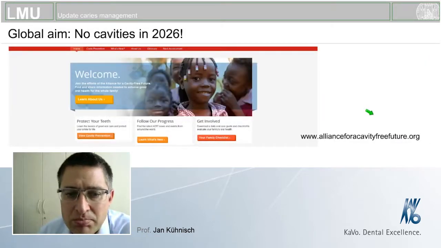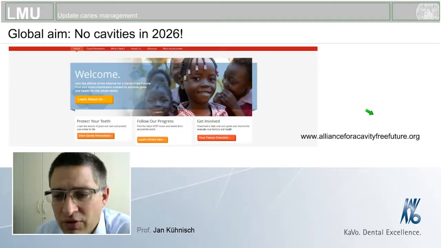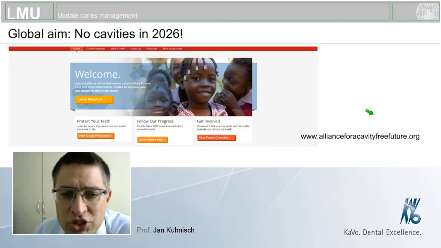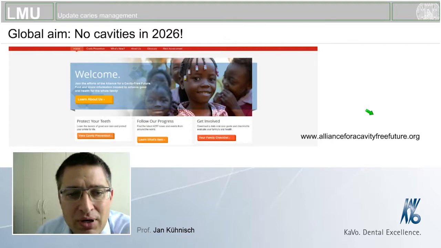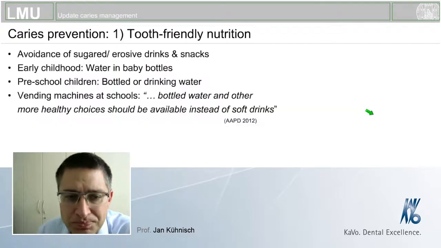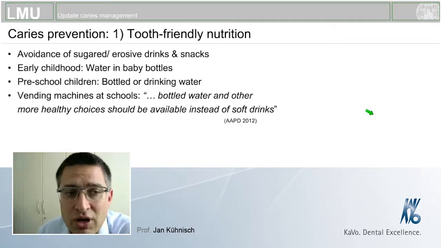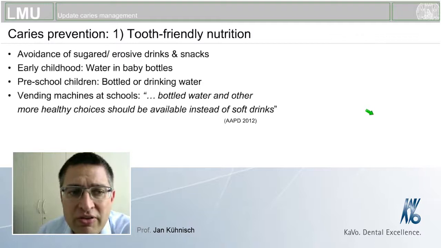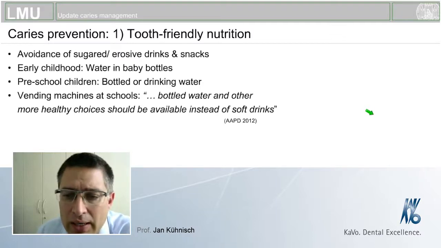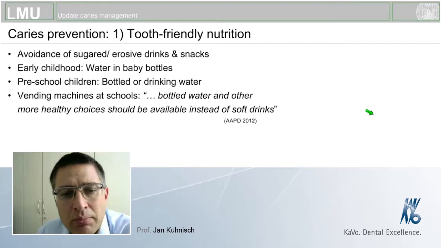And this personal aim is supported by the global aim of the Alliance for Cavity Future. The global aim of this initiative is to have no cavities in 10 years. It is a very tough aim, but we should have such aims, otherwise we will not improve our health situation. There are three major cornerstones which should be followed in my eyes, and we are forcing our patients, our parents, our families to do that. And I can tell you, those who behave appropriately will get caries free, or will be able to arrest their existing caries lesions.